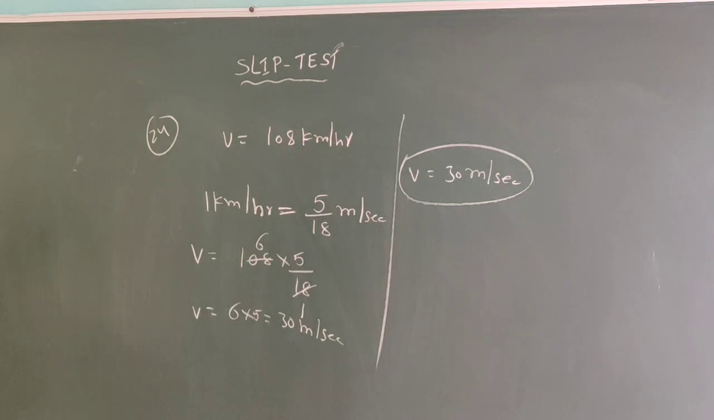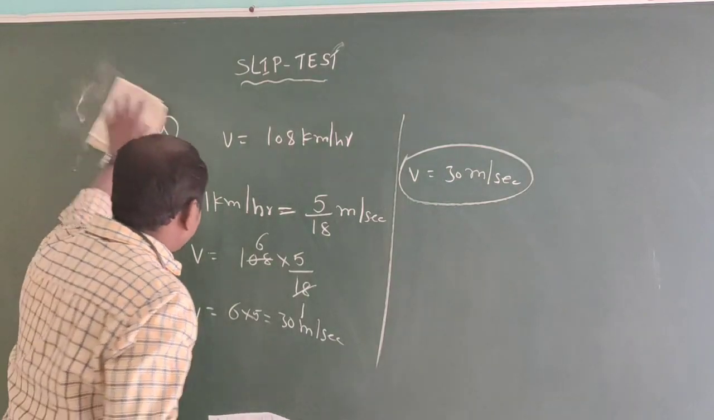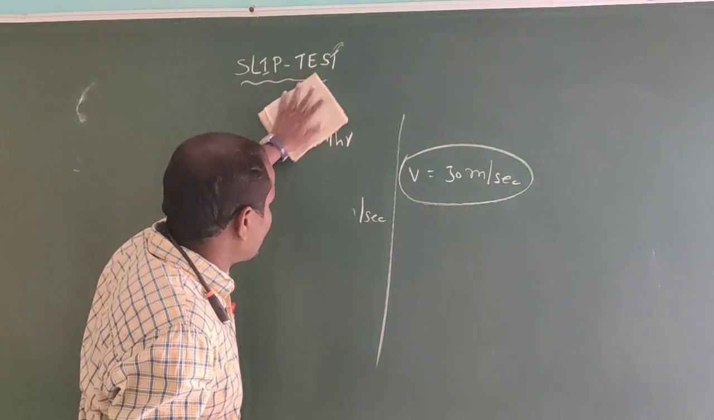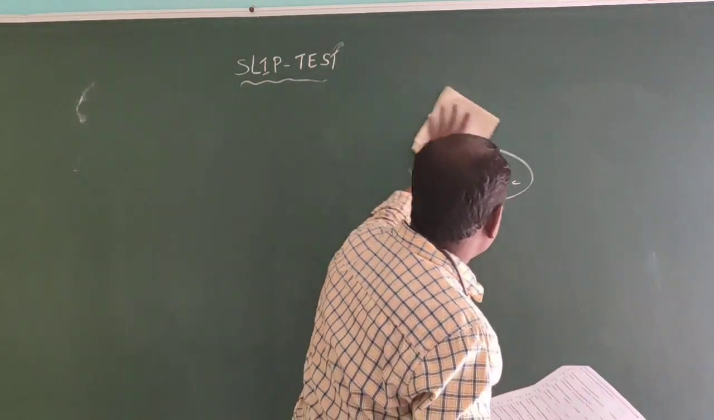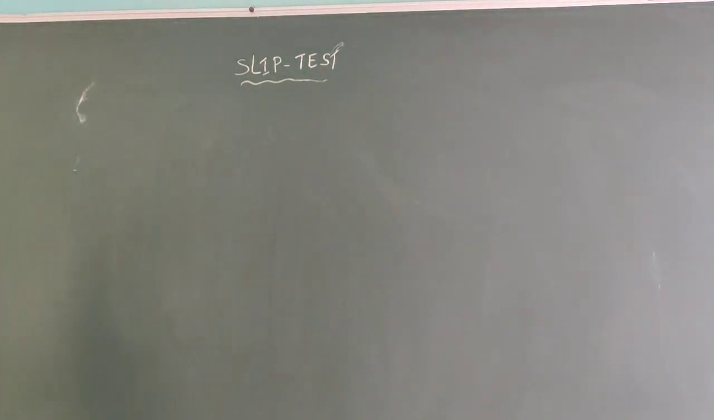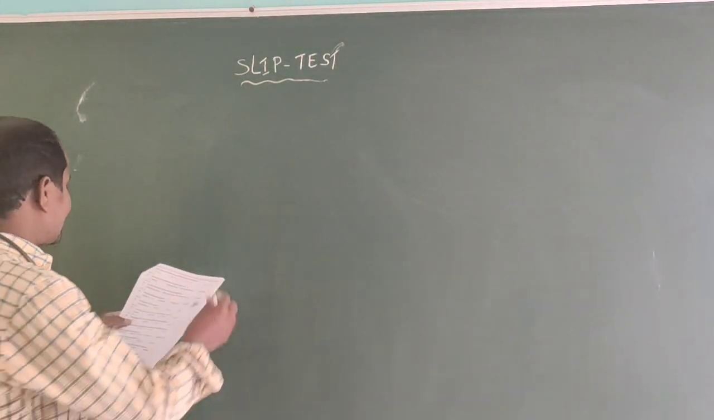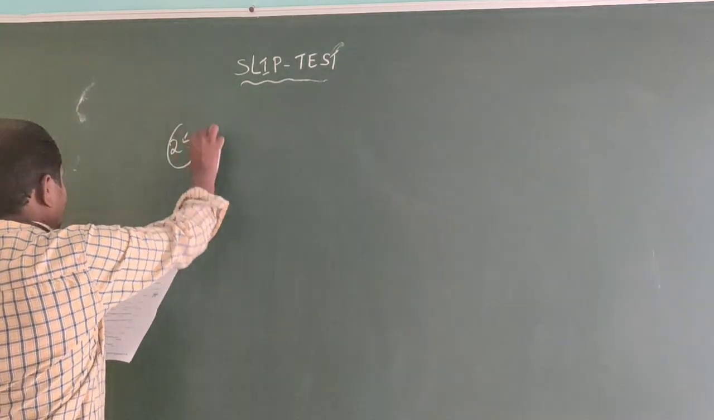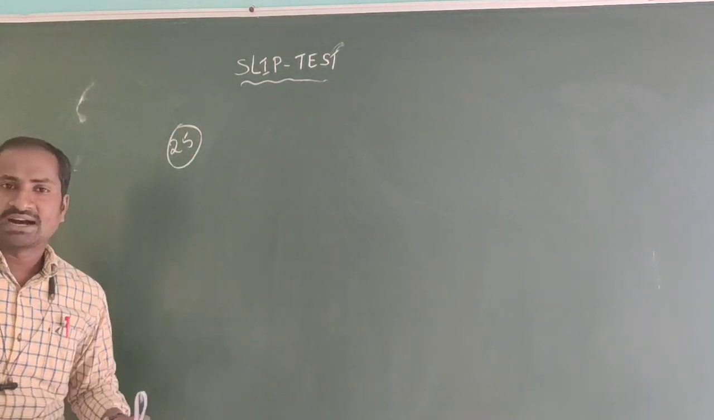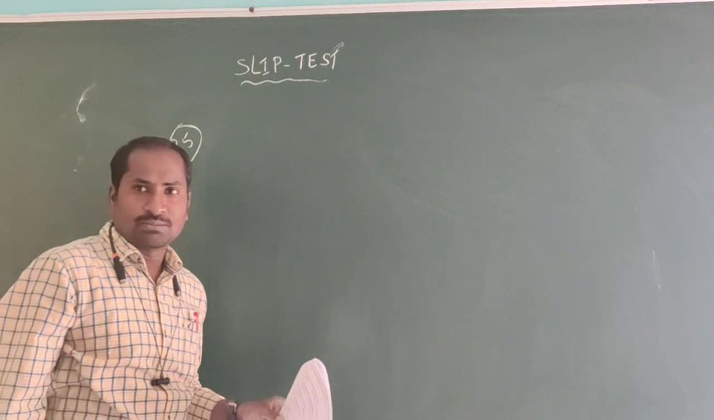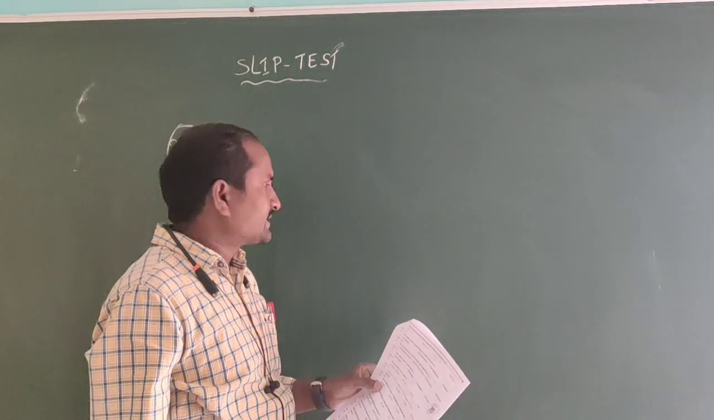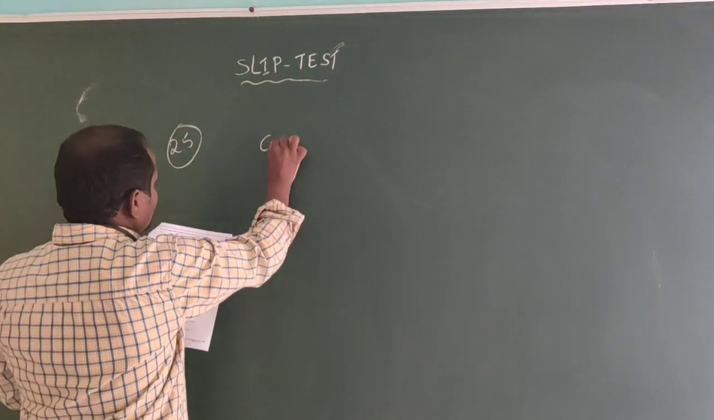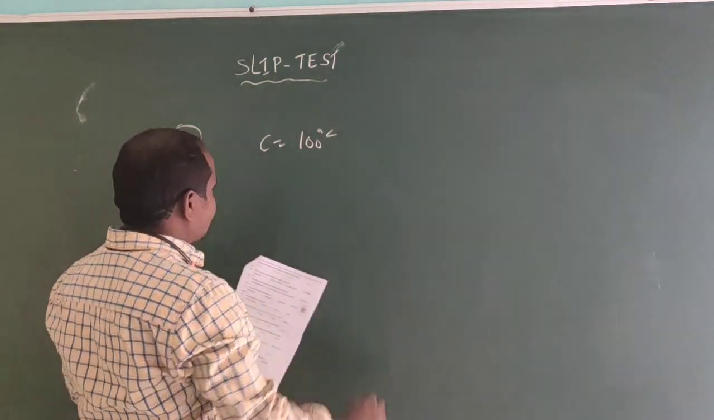Next, the boiling point of water on the Fahrenheit scale is indicated by 212 degree Fahrenheit. Reason, I will explain. What is the boiling point of water in Celsius? We know that it is 100 degrees Celsius. So here C equal to 100 degrees Celsius.